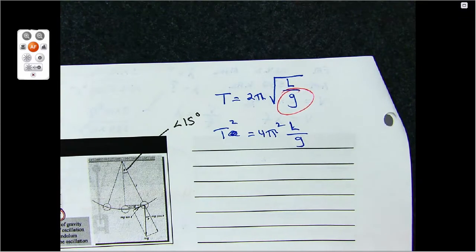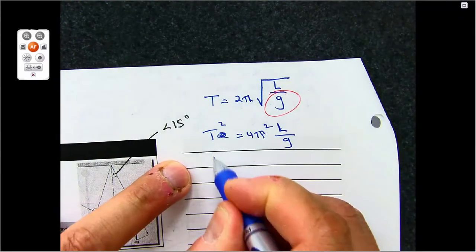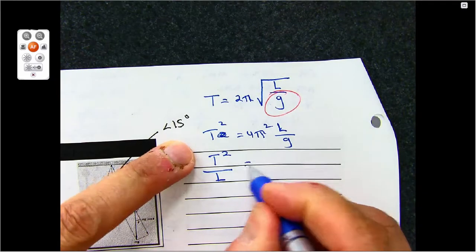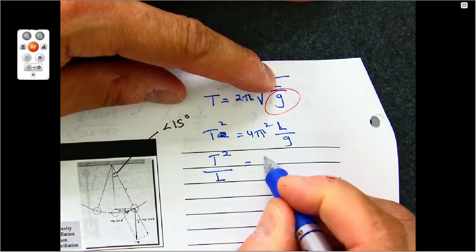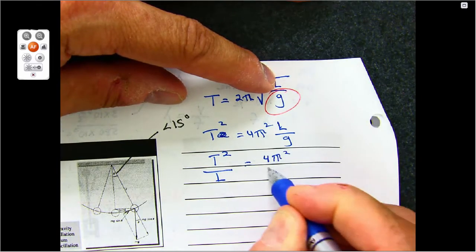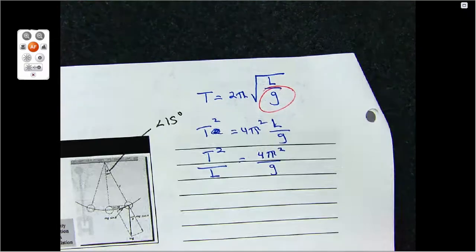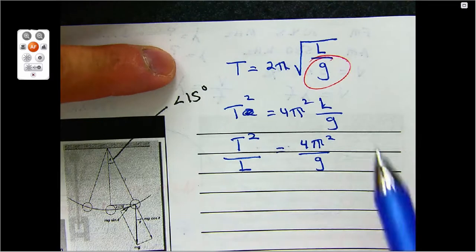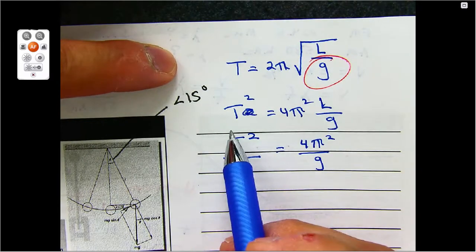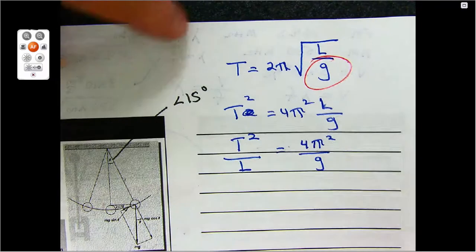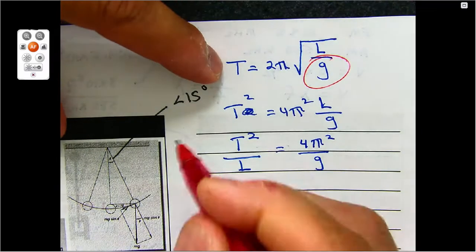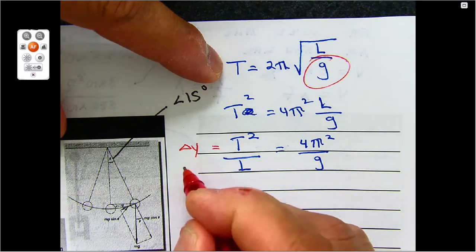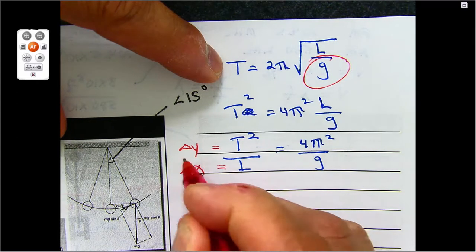Now, if we do T squared divided by L, we end up with 4 pi squared over G, right? We're just moving L down below. So here's what we're going to do. We're going to graph this. This is going to be my changing Y. This is going to be changing X.